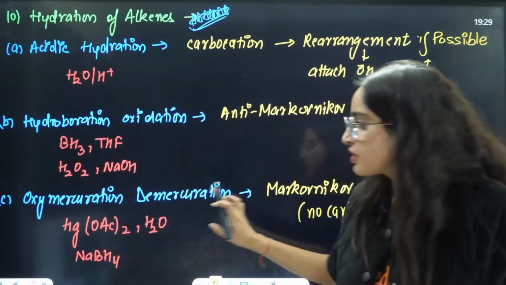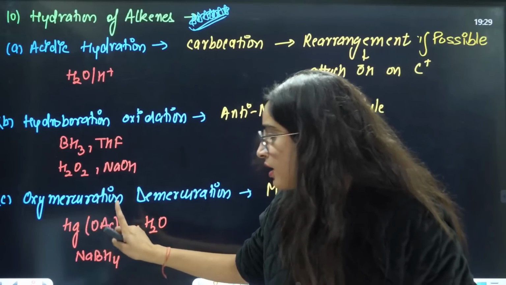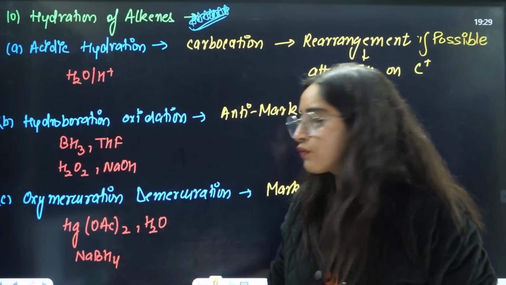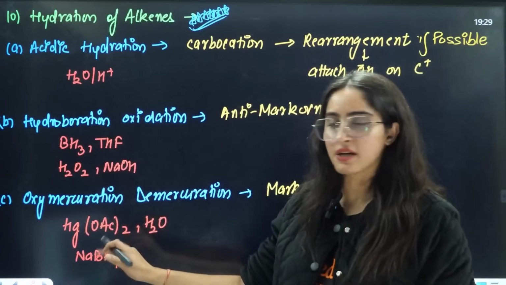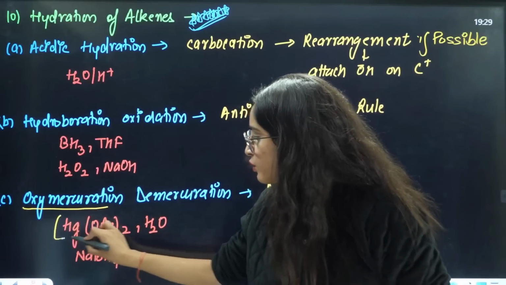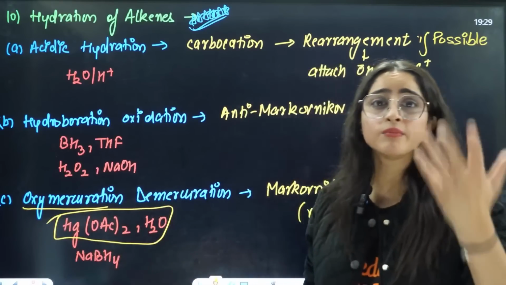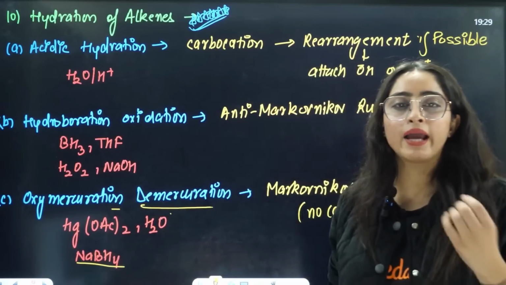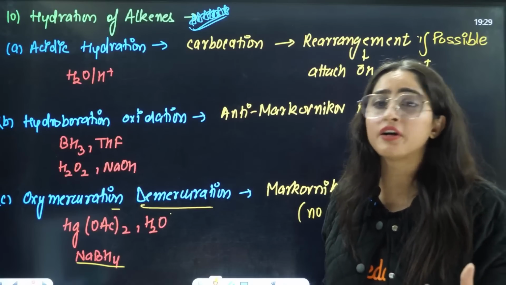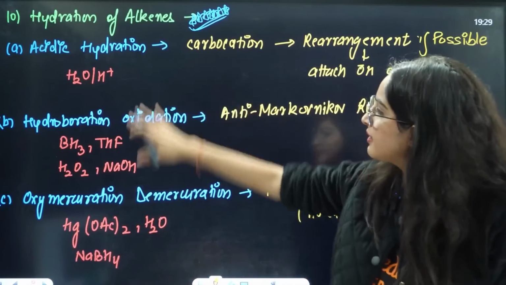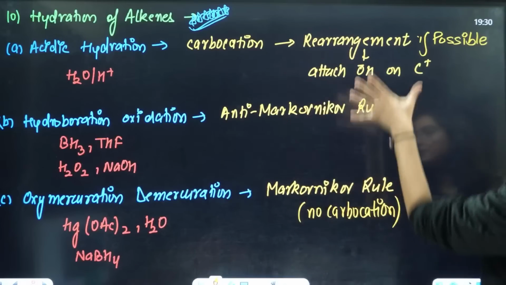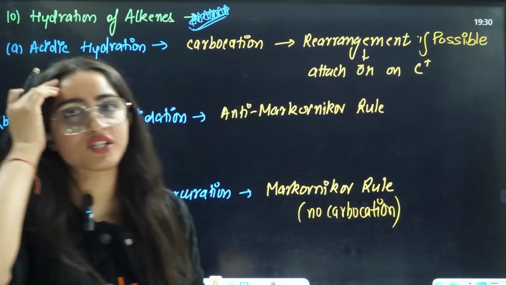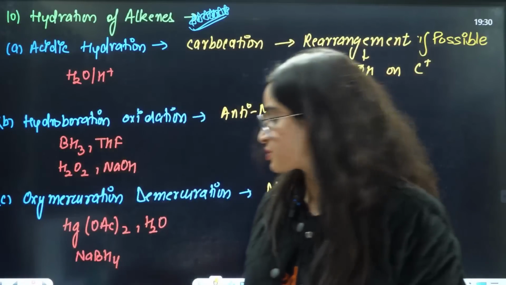Then oxymercuration, demercuration: you will have mercuric diacetate, then H2O. In the oxymercuration step, you will use these things when you are adding the mercury into the reaction. In demercuration, you will take away the mercury by adding NaBH4, which is a good reducing agent, right? So these are the reagents, these are the rules. Got it? We will also do questions based on this when we do previous year questions, okay?